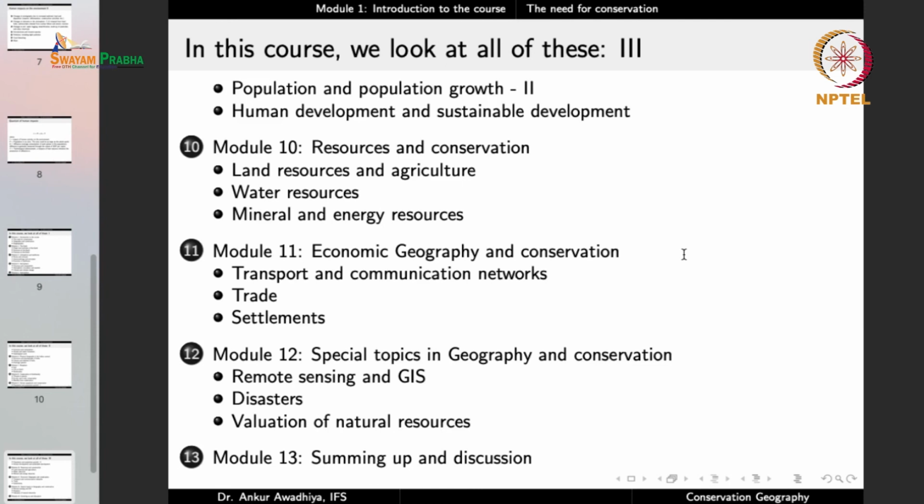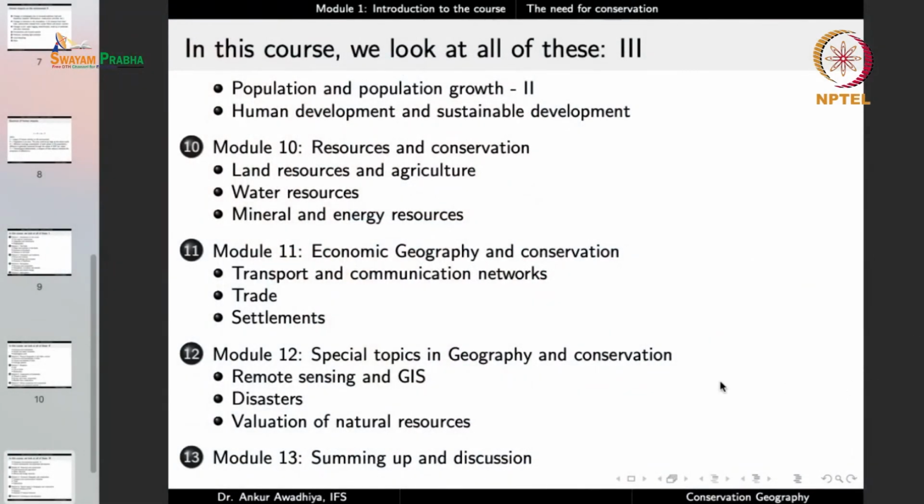The 11th module is economic geography and conservation, where we will look at transport and communication networks, trades and settlements, and what are the options available with us to reduce our impacts on the environment. So even in the case of things like settlements, we will explore how can we make our dwellings more environment friendly.